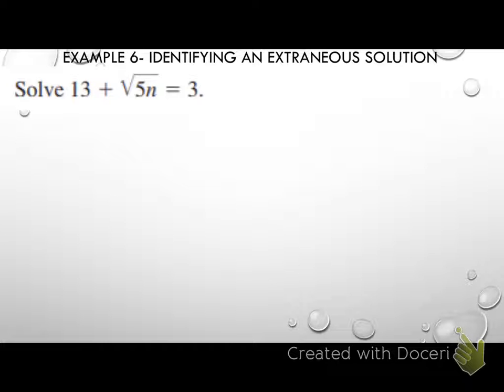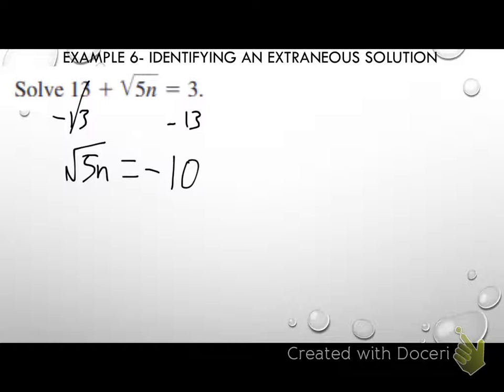Is my square root, my radical, completely by itself on one side of the equation? No. So I got to get rid of some things to get it by itself, right? Before I can start solving for the variable. What's my first step to get the radical by itself? Subtract 13. Very good. Subtract 13 from both sides. Left with the square root of 5n on the left. And what's 3 minus 13? -10. We okay with that? Is the radical now by itself? Yeah, it is.